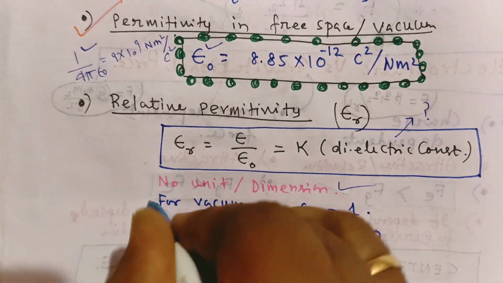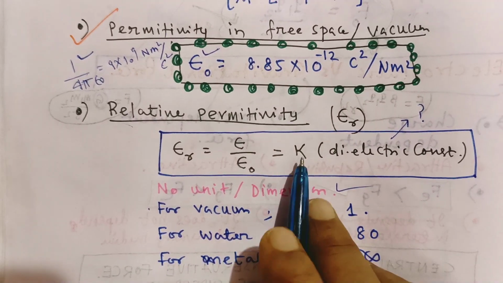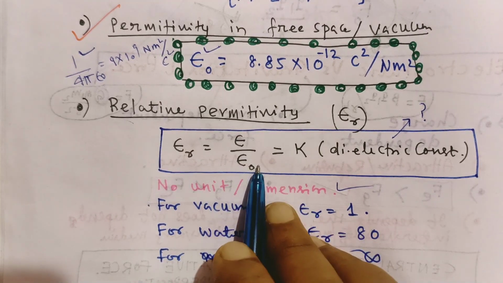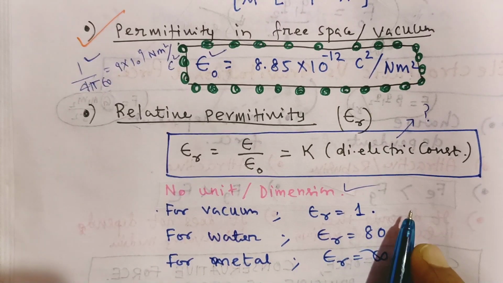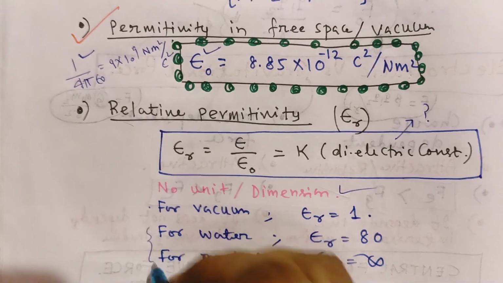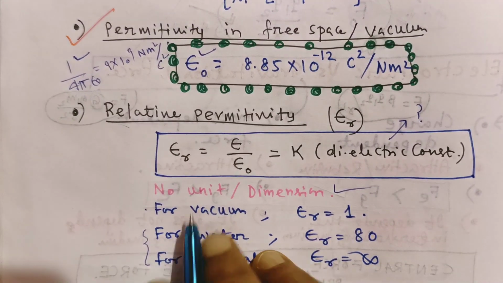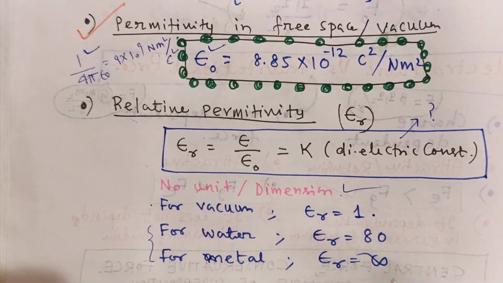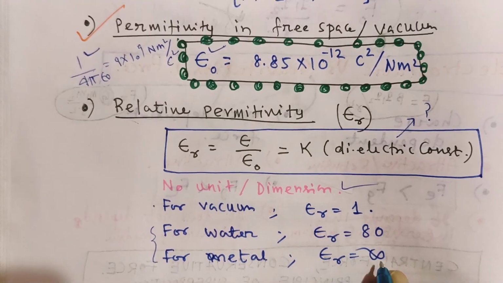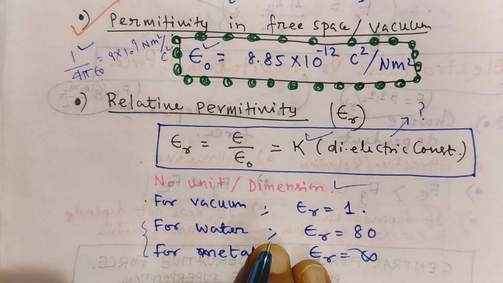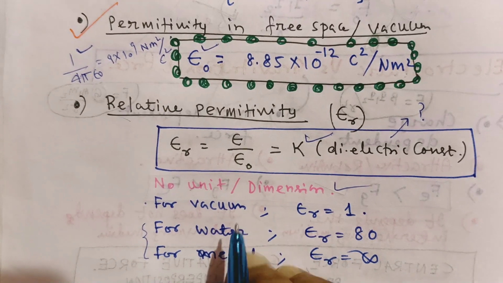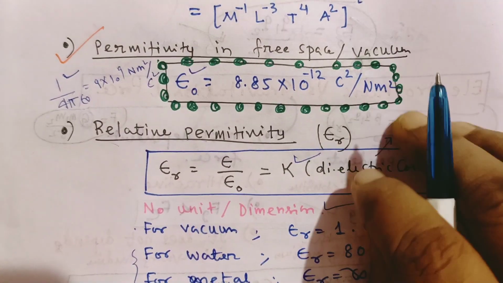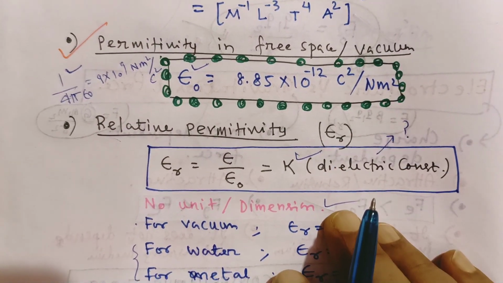In the exam this question also comes: the value of relative permittivity or dielectric constant in free space. Free space means you are comparing free space with free space, so the ratio will be 1, no unit. And you can also add these two values. The relative permittivity for water is 80 and the relative permittivity of metal is infinity. How it is 80 and infinity, we will explain when we discuss the dielectric constant.